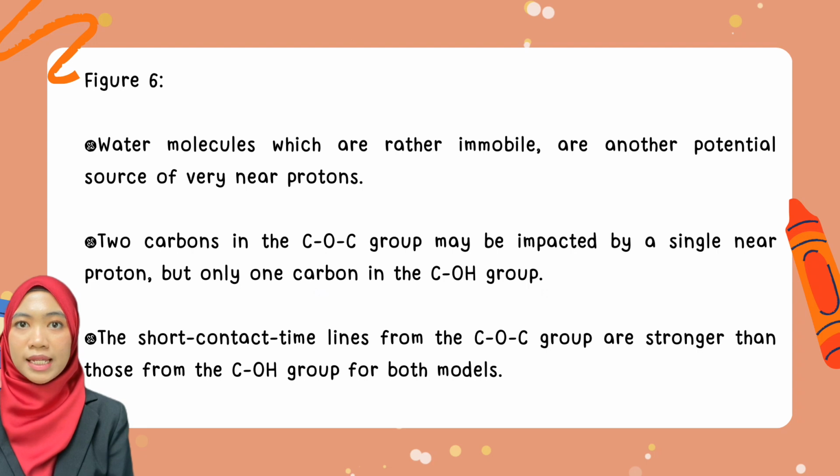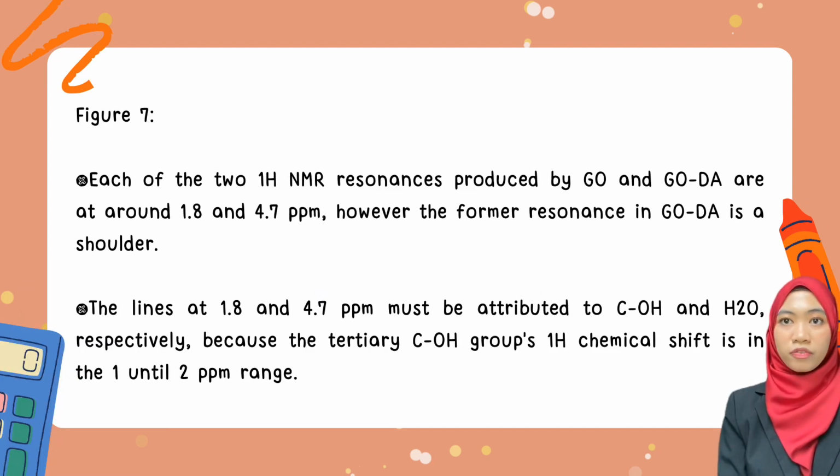2 carbons in the COC group may be impacted by a single near proton, but only 1 carbon in the COH group. The short contact time lines from the COC group are stronger than those from the COH group for both models due to the above reasons. Figure 7 shows that each of the 2 1H NMR resonances produced by GO and GO-DA are at around 1.8 and 4.7 ppm. However, the former resonance in GO-DA is a shoulder.